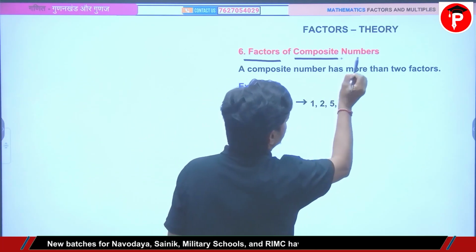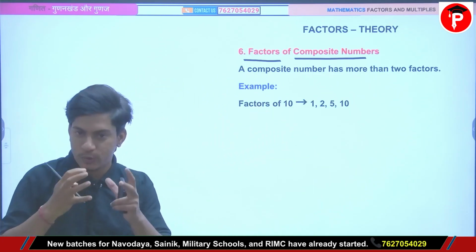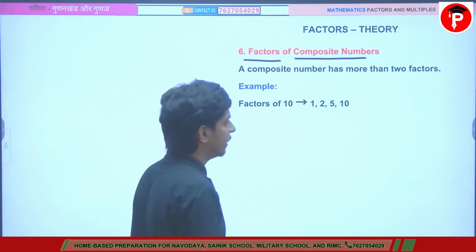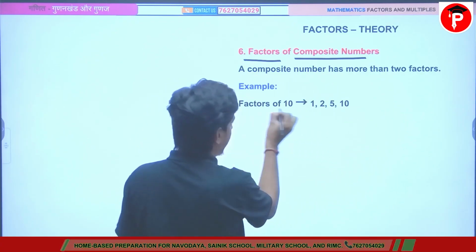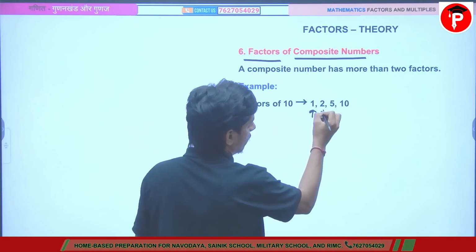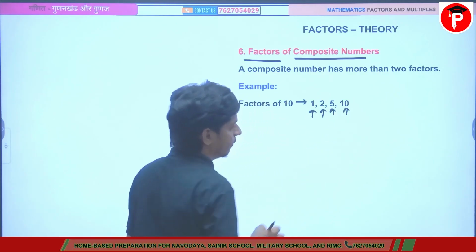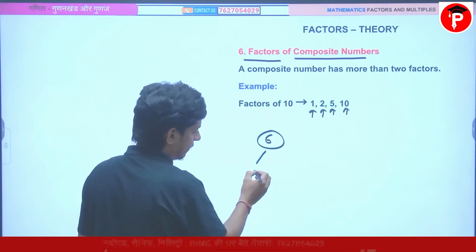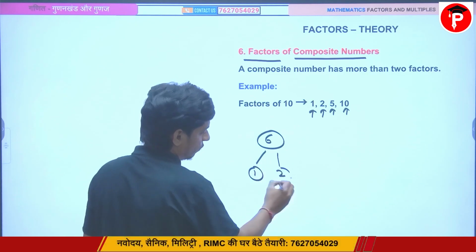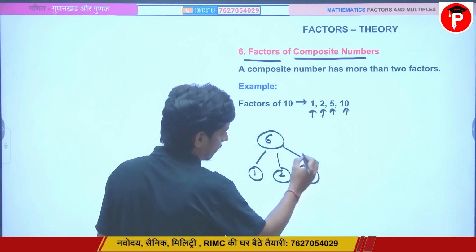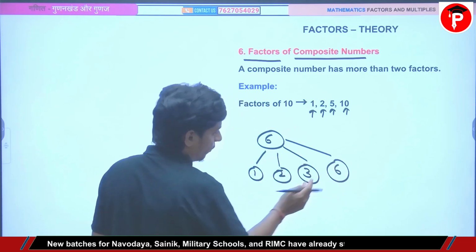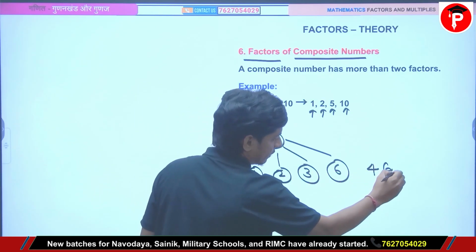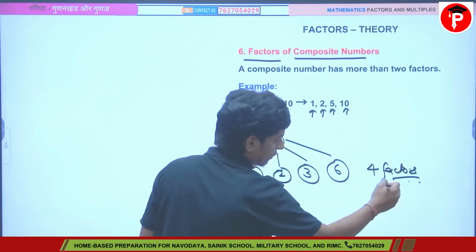Factors of a composite number. Yes. A composite number has more than 2 factors. It means if you look at 10, 10 has factors 1, 2, 5, 10. For more example, if you take the number 6, this has factors 1, 2, 3, 6. How many factors? 1, 2, 3, 4. 4 factors. It means this number is composite.